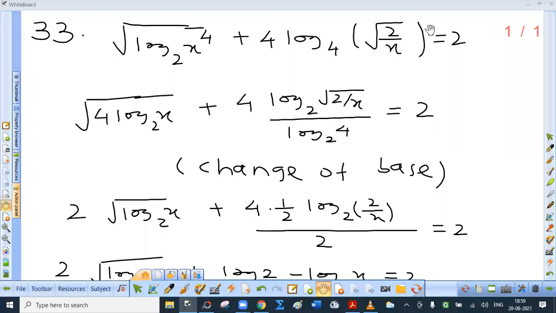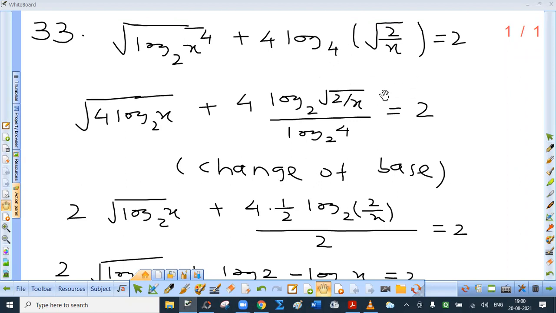Third, let me explain. If you want, I'll definitely give you time to write the solution. Root of log of x raised to 4 to the base 2 plus 4 log of root 2 by x to the base 4 equal to 2. Now, within the radical sign, what is log of x raised to 4? 4 log x. Now, here the base of the logarithm is 2. Here it is 4. So I change the base to 2 using the change of base rule.